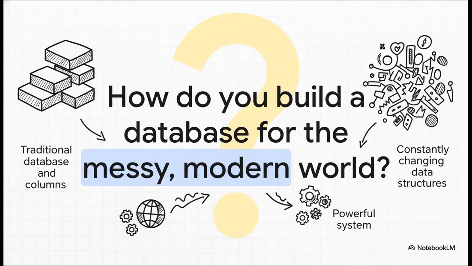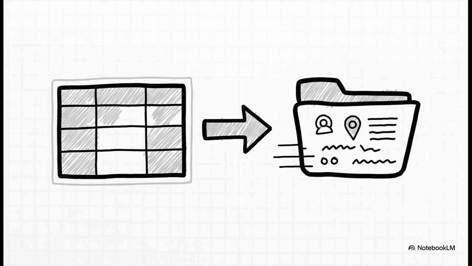Right? This is the big one. See, traditional databases, they love neat and tidy rows and columns. But modern apps, they're all about data that's constantly changing, evolving. So how on earth do you build a system that's flexible enough for developers, but also powerful enough to run at a global scale? Well, the answer starts by completely rethinking the most basic building block.